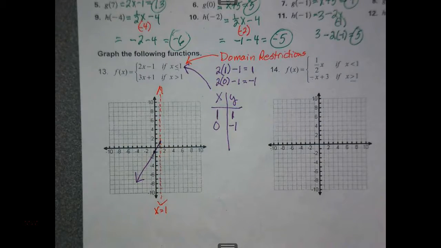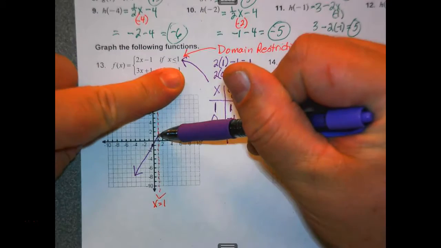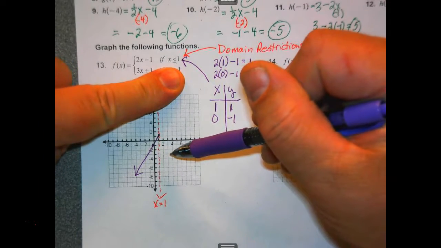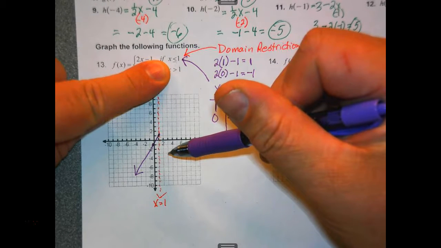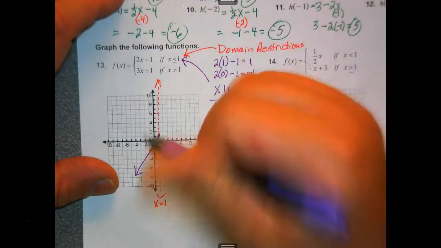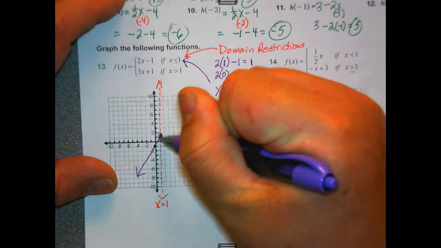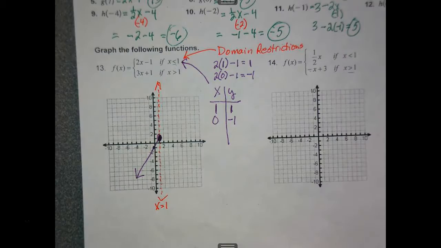Now, do I have an open or closed circle, do you think, at the point 1, 1? Looking at my restriction, do you think I have an open circle or a closed circle? Closed, because of the equal sign. So I'm going to make sure that the teacher sees that I know that he knows that's a closed circle.